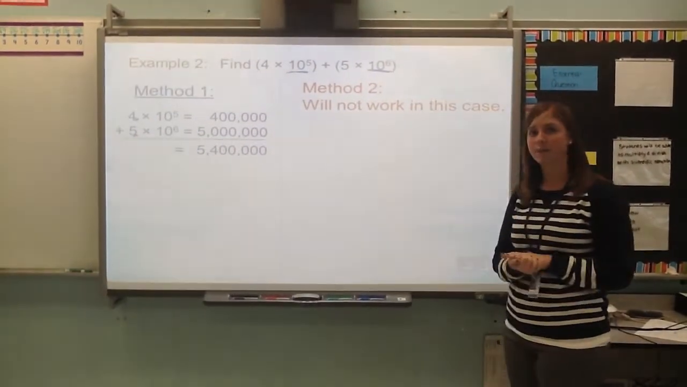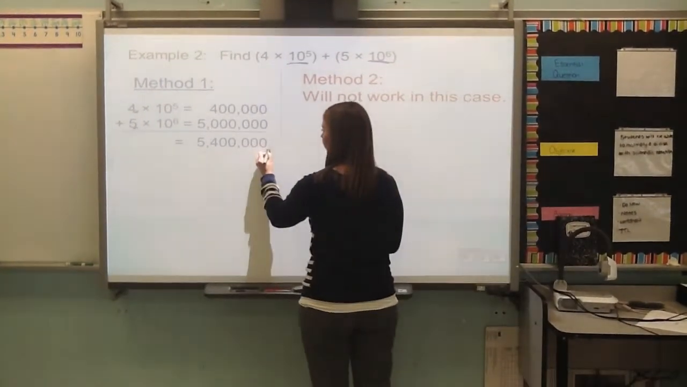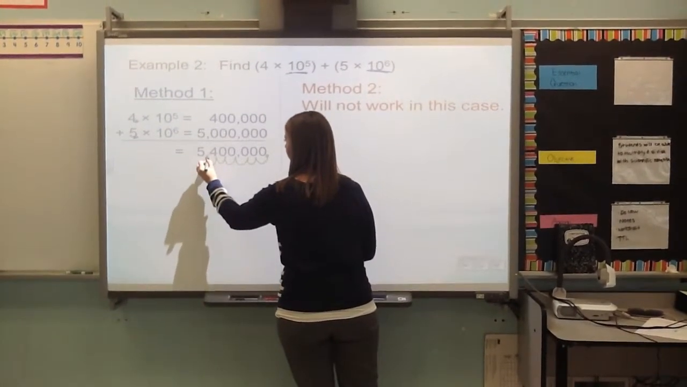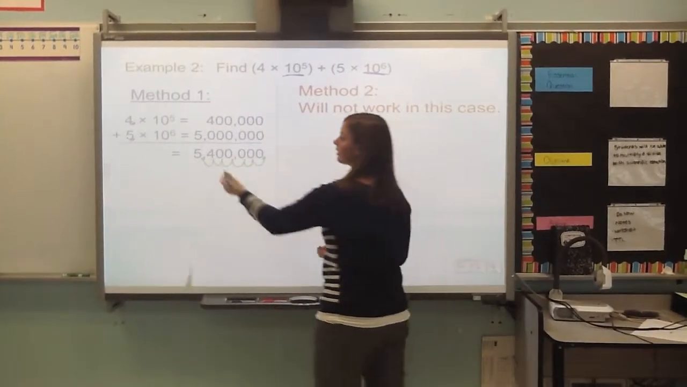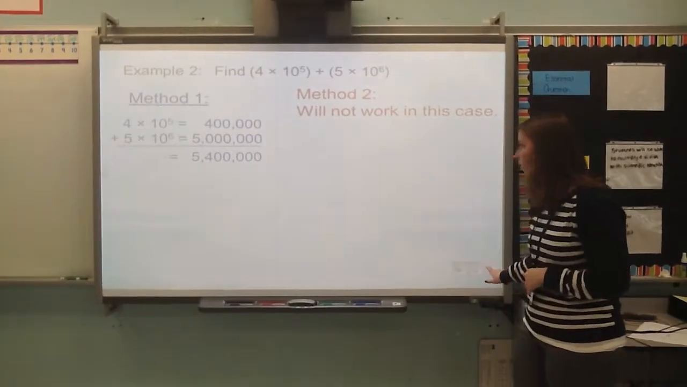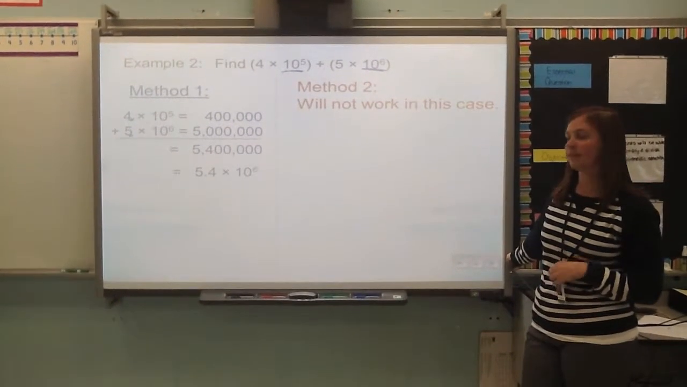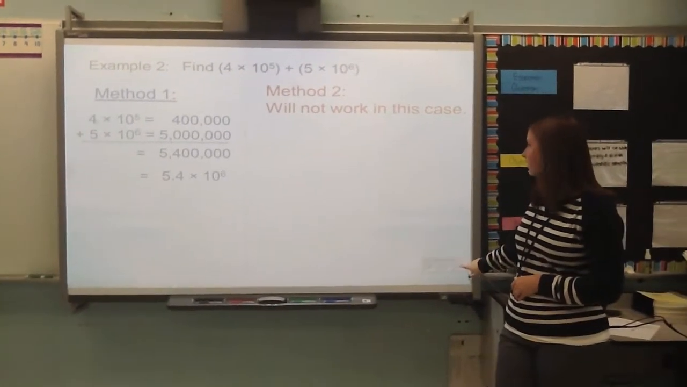And then we're going to put this back into scientific notation. So our decimal point is over here. We're going to move it over 1, 2, 3, 4, 5, 6 places. Because remember, we need our number to be between 1 and 10. So 5.4 is a number that's between 1 and 10. So our answer is going to be 5.4 times 10 to the 6th power. Now method 2 will not work in this case.